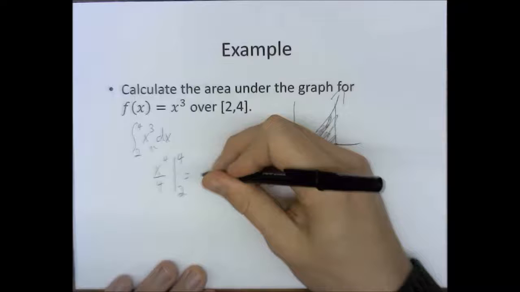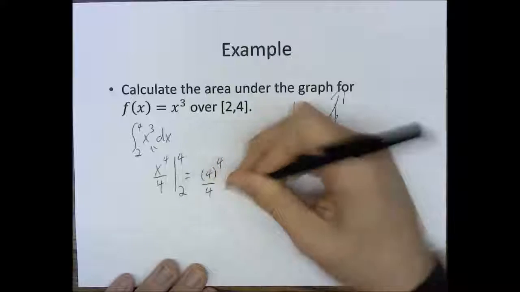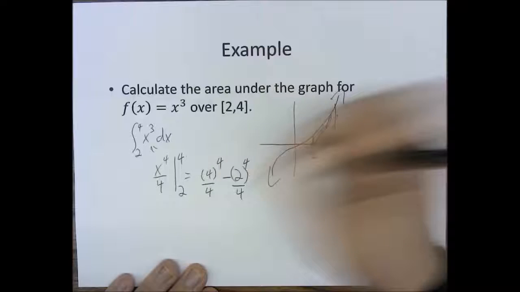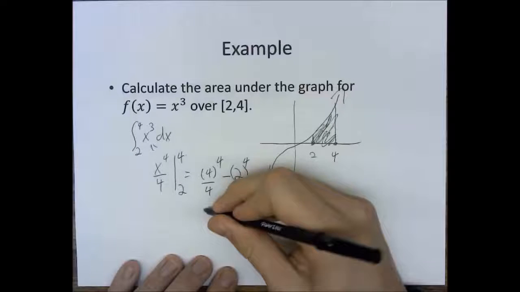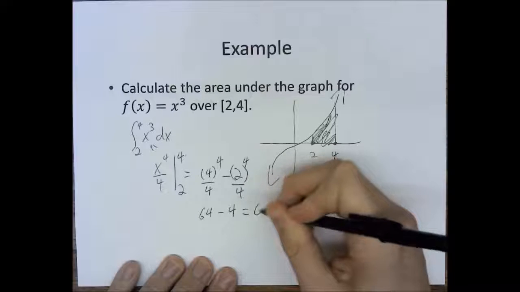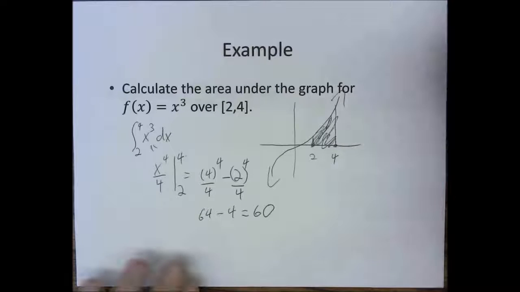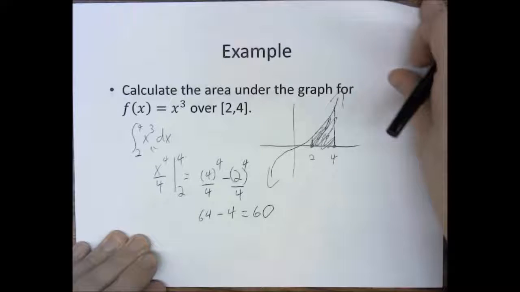that's going to be 4 to the fourth over 4 minus 2 to the fourth over 4. So 4 to the fourth over 4 is going to give you 64. 2 to the fourth over 4 is just going to give you 4. So your final answer ends up being 60. So that's all you do. Find the antiderivative, plug in your two numbers, subtract, get your difference, and then you've got your answer.